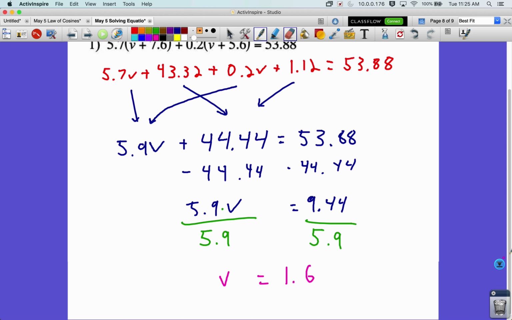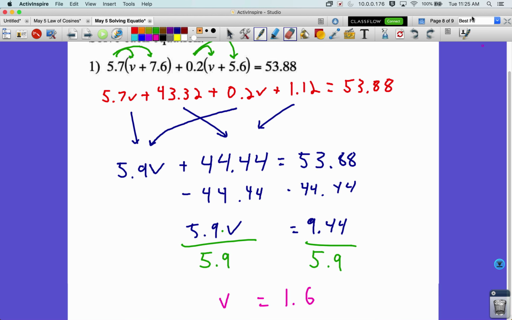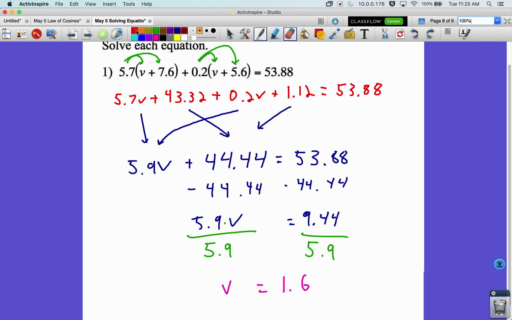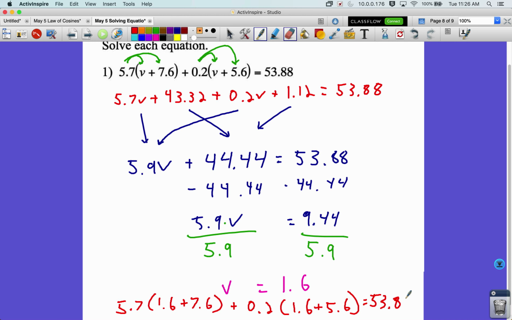So to double check, we got to plug that value back into this original expression. So I'm going to need to zoom out a little bit, just enough to be able to see. So 5.7 times 1.6 plus 7.6 plus 0.2 times 1.6 plus 5.6. You see how the 1.6 is replacing v in this top expression? Equals 53.88.